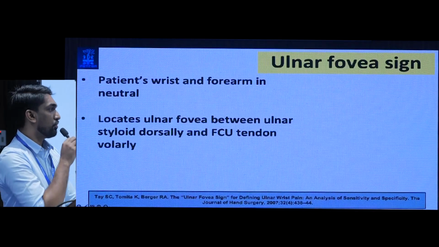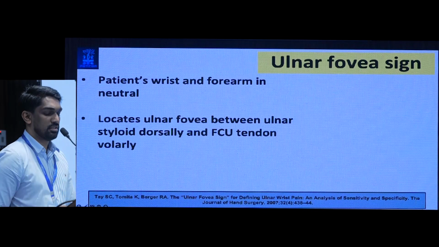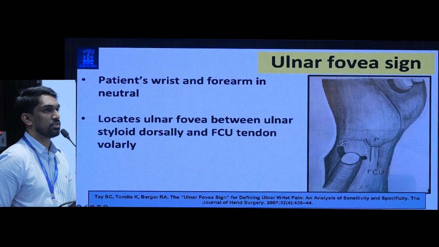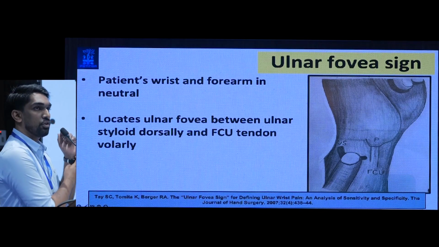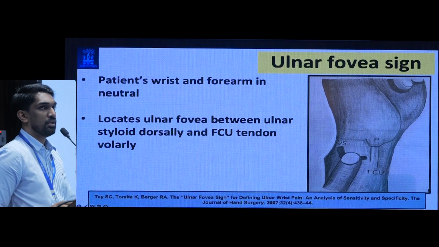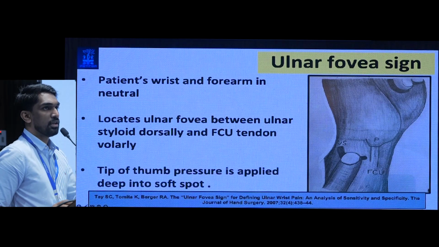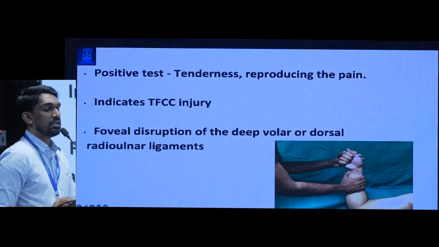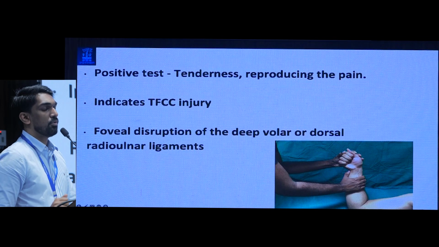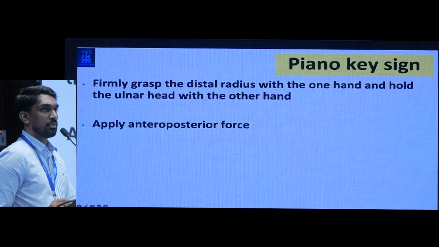So this is the ulnar fovea sign. What you have to do is keep the patient's wrist and forearm in neutral position. Then you can see a soft spot between the ulnar styloid dorsally and the FCU tendon volarly. You start pressing on the soft spot with your thumb, and if there is pain, that is an indication of a TFCC injury or a foveal disruption of the deep volar or dorsal radioulnar ligament.